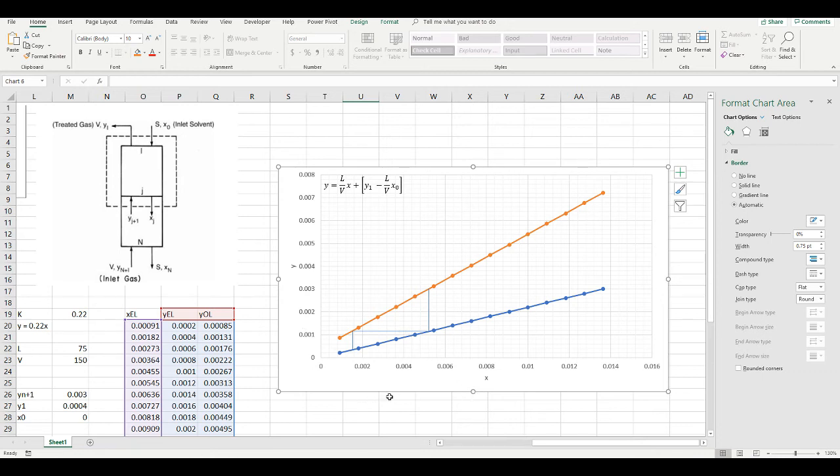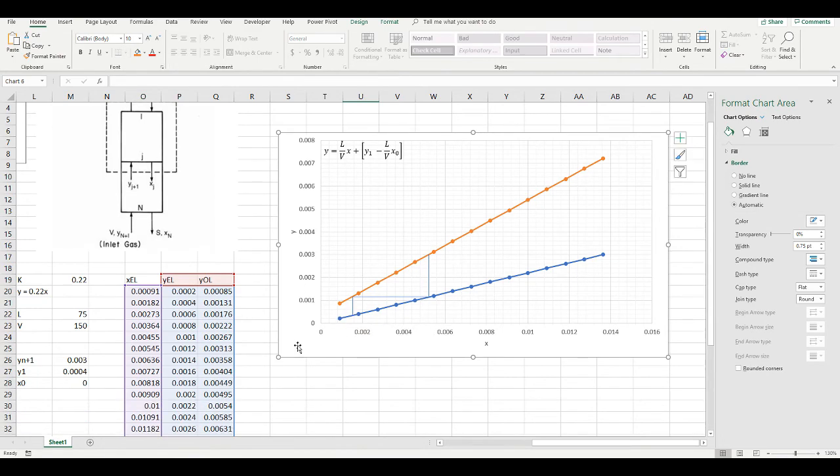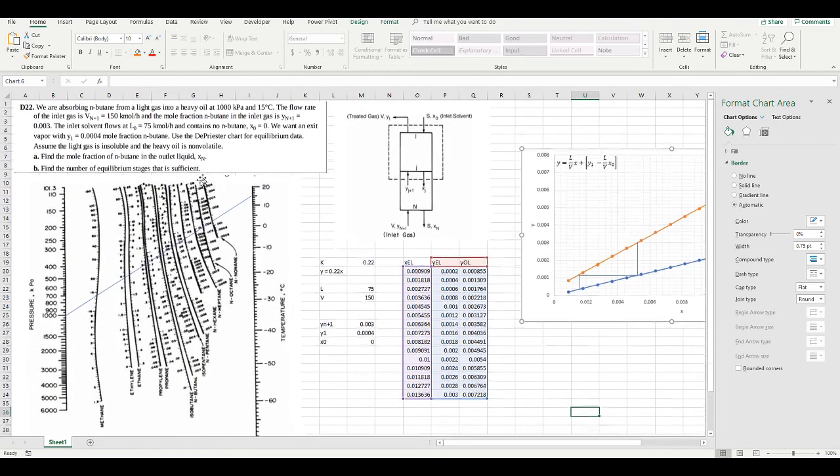Okay, now that we've traced our steps, we can see that we need approximately 2 stages to get to y equals 0.0004, and so that is our answer, 2 stages.